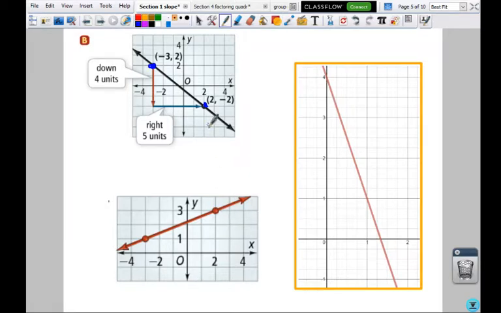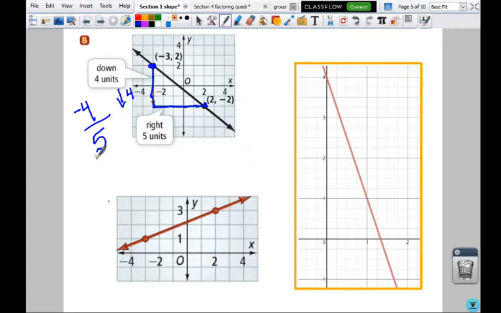So as I look at this, I'm going from left to right, and this time I am going down. I'm going down 1, 2, 3, 4. Because I'm going down 4, my slope is negative. My slope is negative 4, and then I need to find my run. And so left to right, I need to go 1, 2, 3, 4, 5 right.